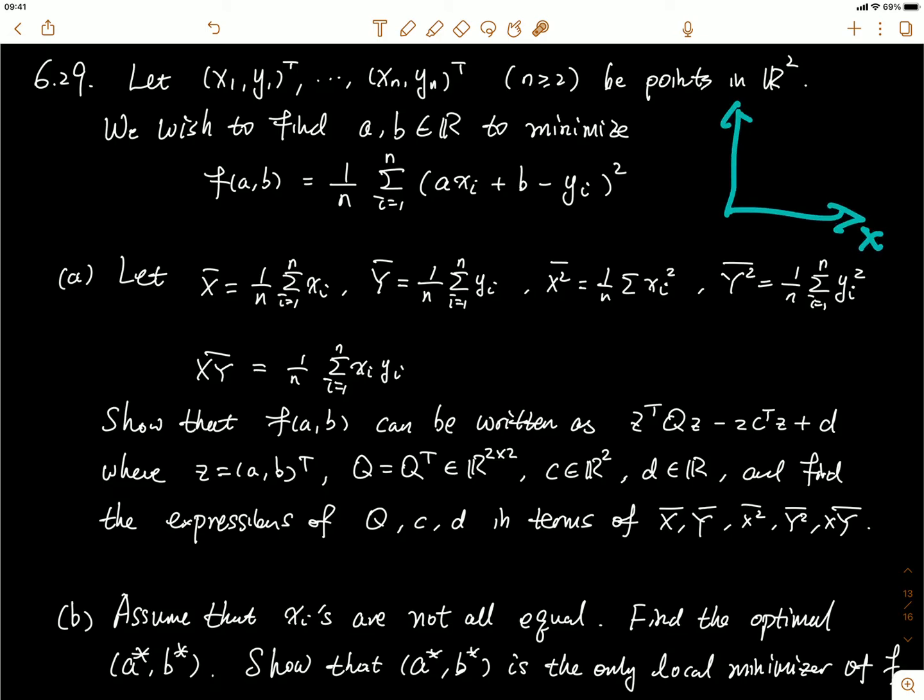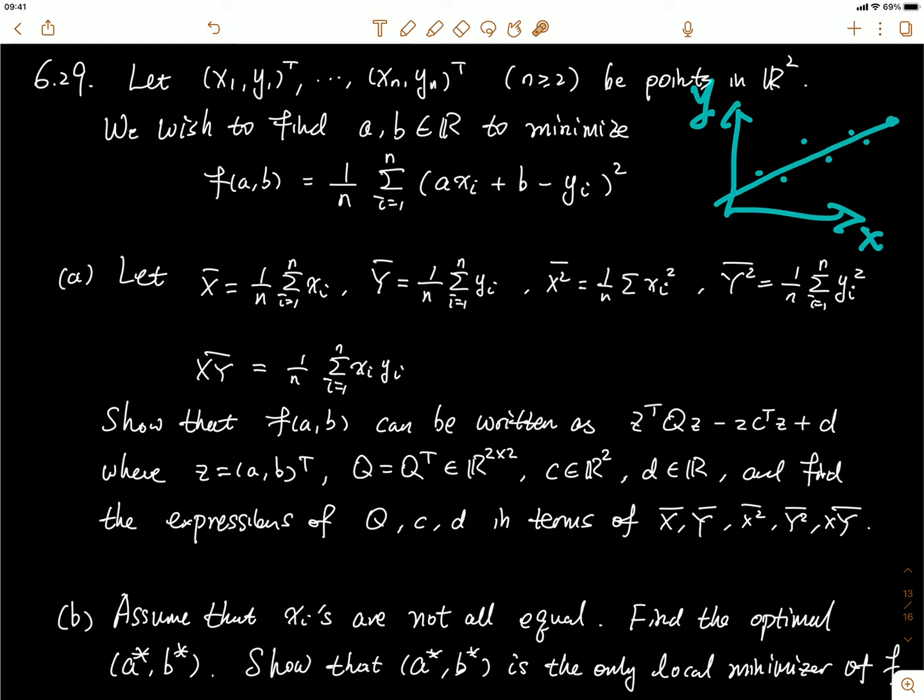So let's suppose this is x, this is y, and you observe lots of points. For example, this is x1, y1, x2, y2, x3, y3, x4, y4, and so on and so forth. So we're trying to figure out a straight line that almost passes through all these points. So what's the best line to fit this data?